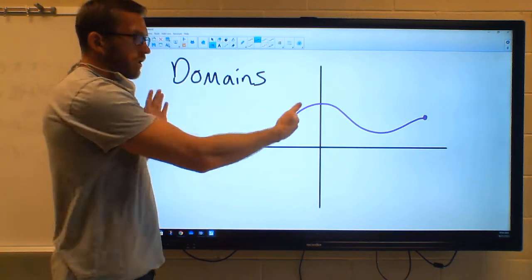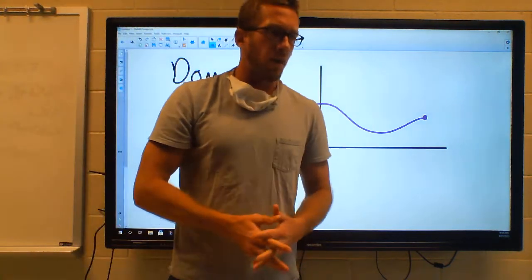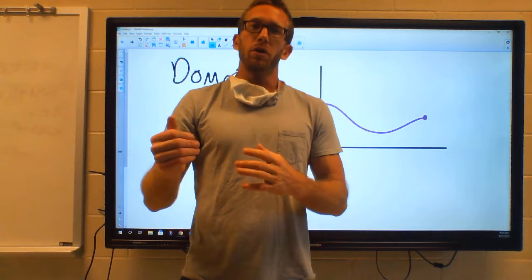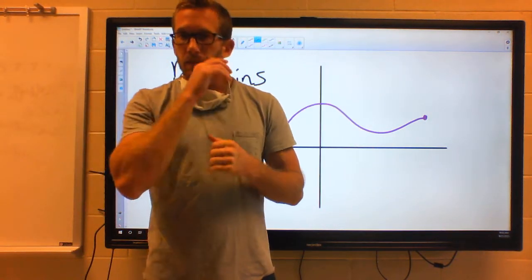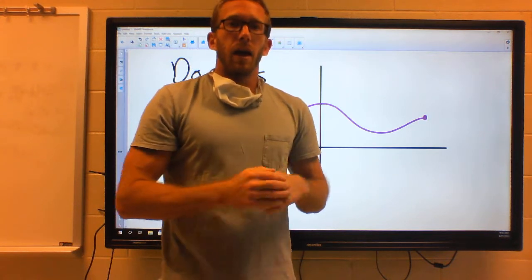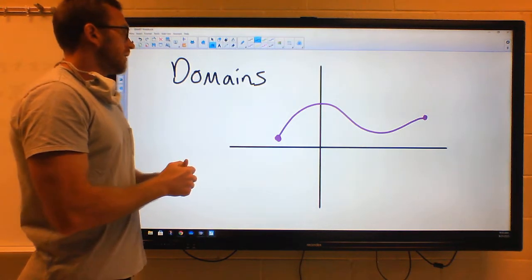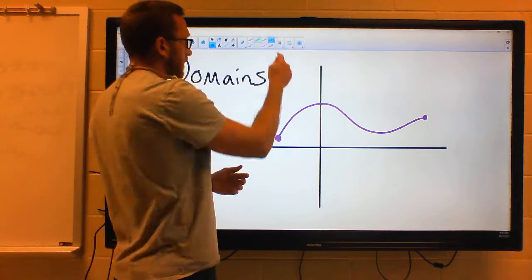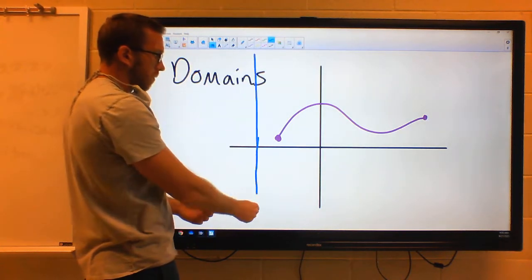domains talk about where does our function go left and right, or specifically a better way of saying it is, what are all the possible x values that could go into our function, as in what are all of the possible x values that our function has. So on this graph, right, we're basically looking at, well, right here, is there an x value that corresponds to a point on the graph?